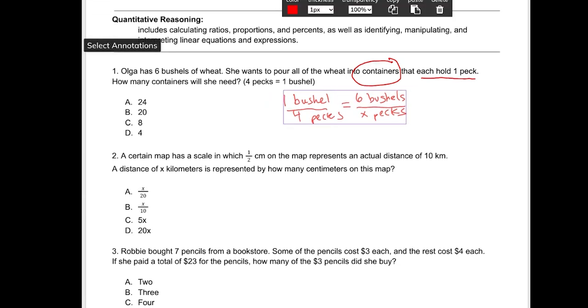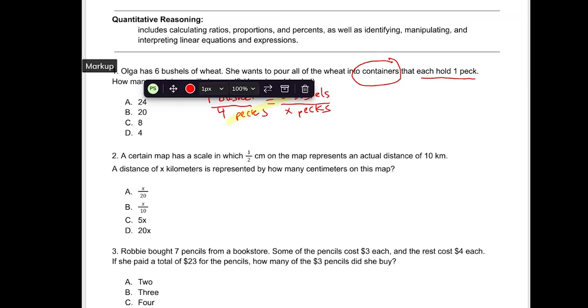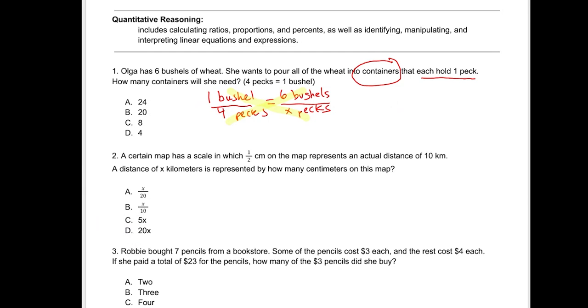Once you set up your proportion, we're going to use the cross products property. Sometimes you'll hear this called cross multiplication. And basically what it says is you can multiply one ratio's numerator by the other ratio's denominator, and do that for both and set those 2 products equal to each other. So we'd have 1 times X equals 6 times 4, and 1 times X is just X, and 6 times 4 is 24. So 6 bushels would be equivalent to 24 pecks. So our answer is A.